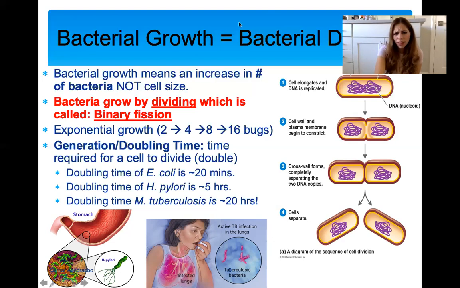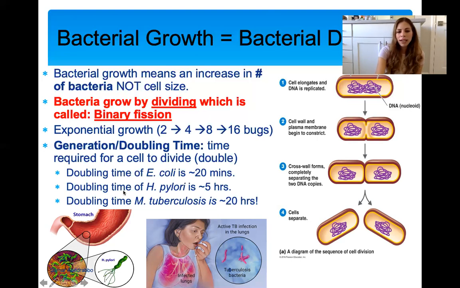So for example, E. coli is a type of bacteria, and for 1 E. coli to become 2, it takes about 20 minutes. For 2 to become 4, because bacteria grow exponentially, it takes another 20 minutes. For 4 to become 8, it takes another 20 minutes. So if a scientist asks what's the generation time or doubling time of E. coli, it's 20 minutes.